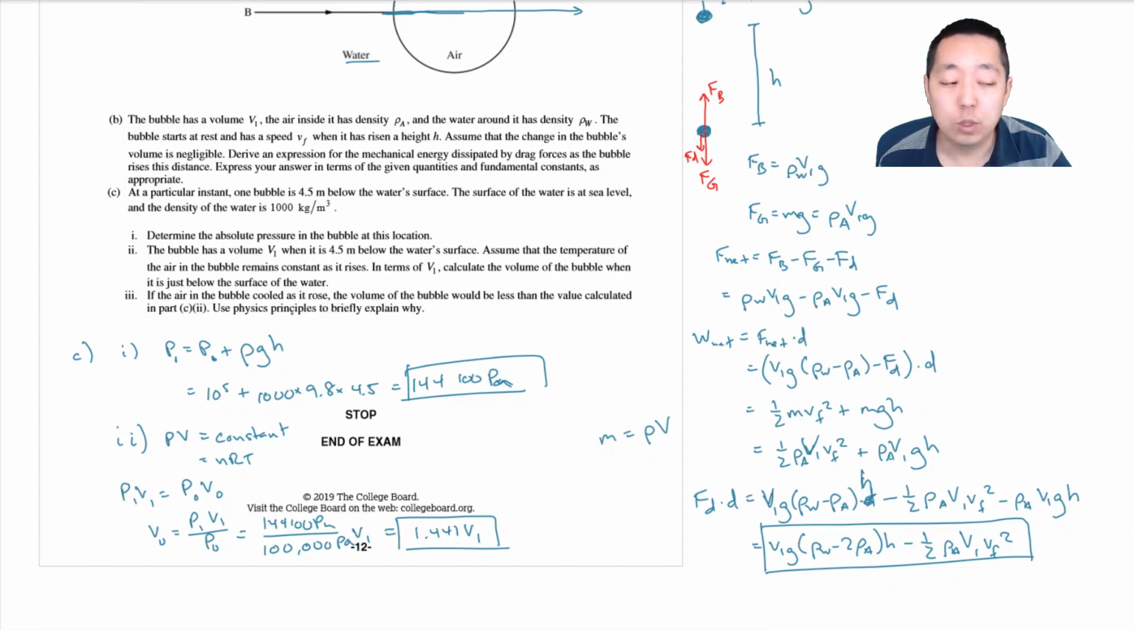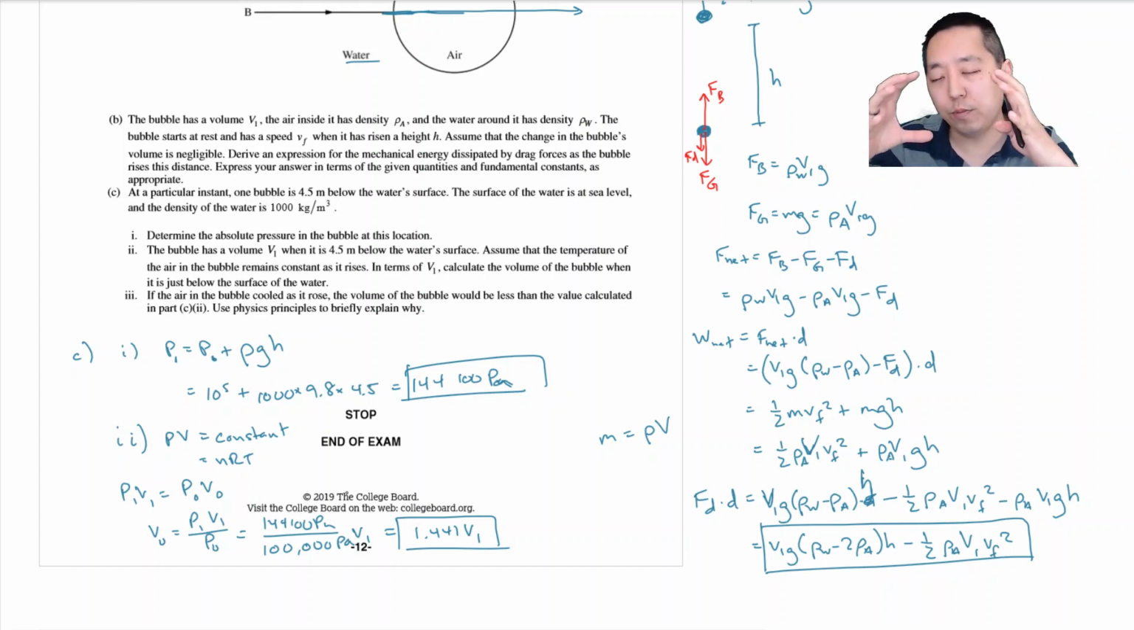If the air in the bubble cooled as it rose, the volume of the bubble would be less than the value calculated in part C. Use a physics principle to explain. Well, I wrote this in the solutions if you want to see, but basically what's going to happen is as the temperature goes down, what we assumed before was that the temperature was the same. That means the particles inside the bubble hit the walls and keep the volume, because the temperature is the same.